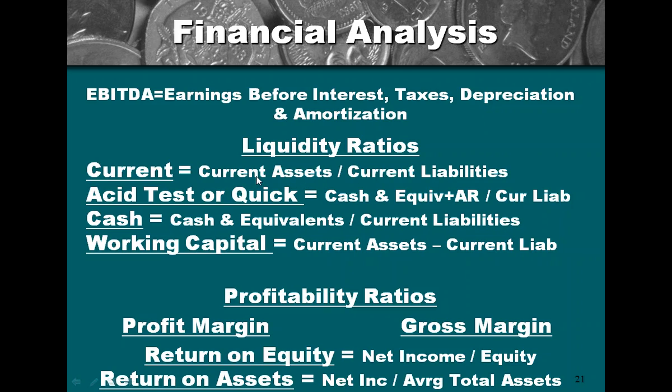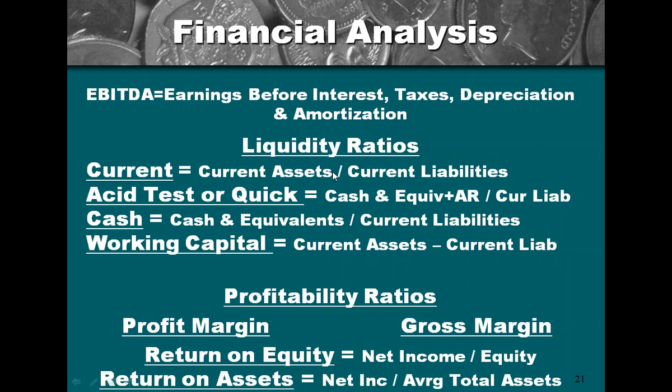Okay, liquidity ratios. They want to see how liquid you are, how well you're going to have money to pay the bills. The first ratio we're going to look at is the current ratio. That is current assets divided by current liabilities. Remember, current is what's got to be paid within a year, or what's going to come in within a year. So we take what's going to come in the next year, what's going to go out in the next year. And if that's less than 1, you've got a problem. Okay?